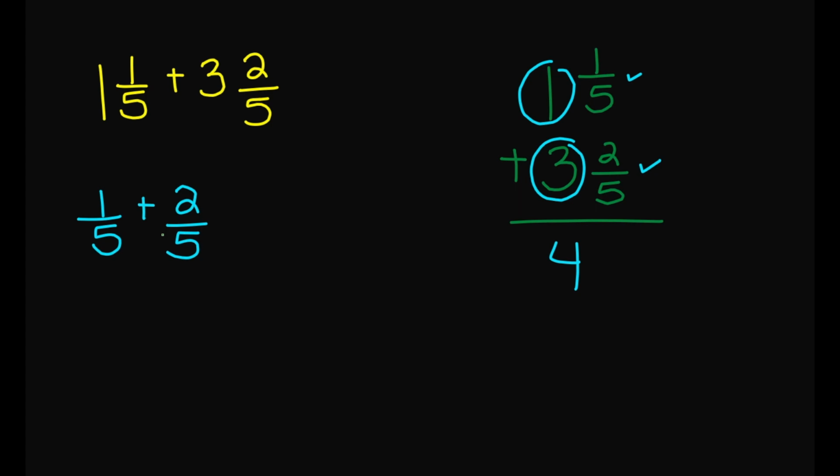Since my denominators are the same, I can just go ahead and add my numerators. So I have 1 plus 2. This is going to equal 3. And then this is going to be over 5. So your answer here is going to be 3 over 5. So since I cannot simplify any further, I do not have any improper fractions here. So this is your final answer here.